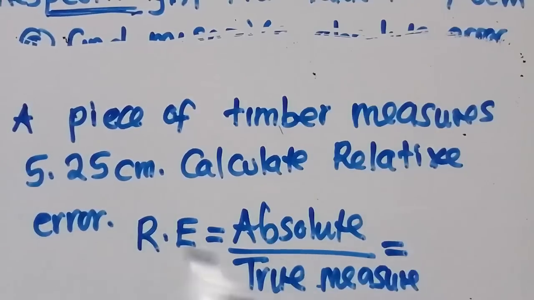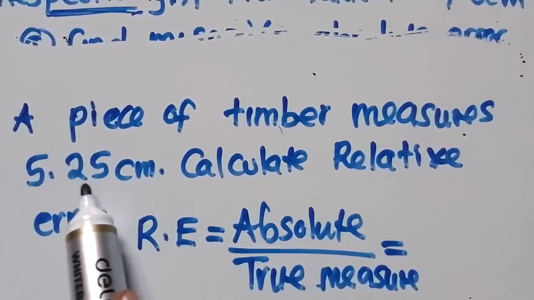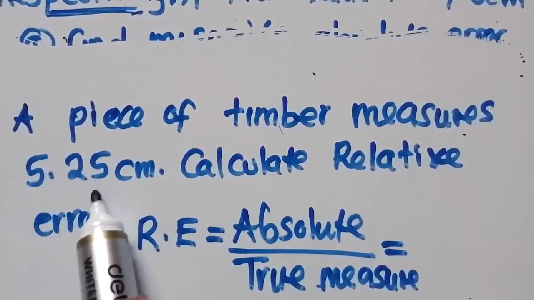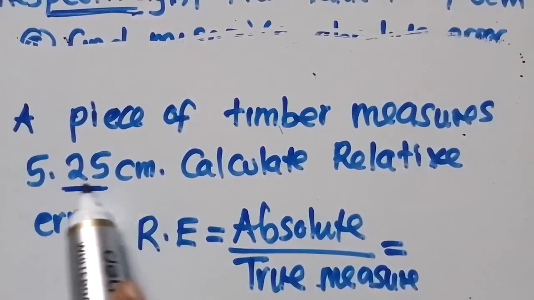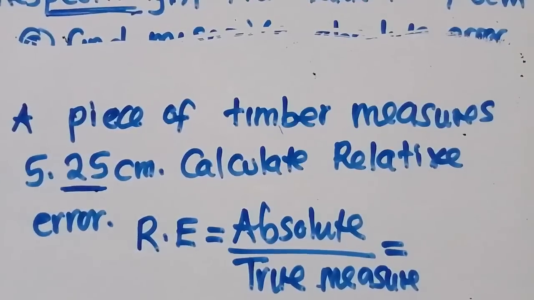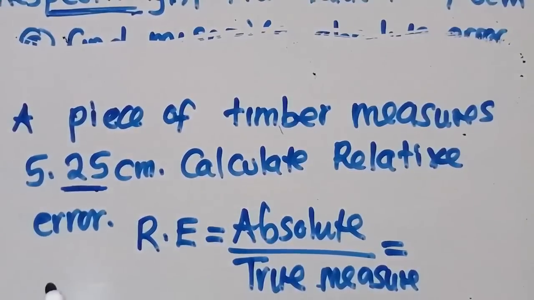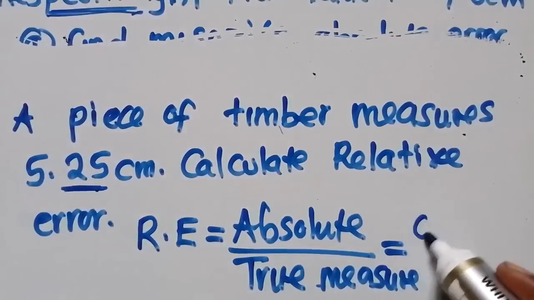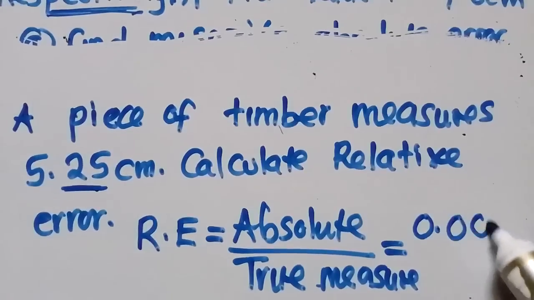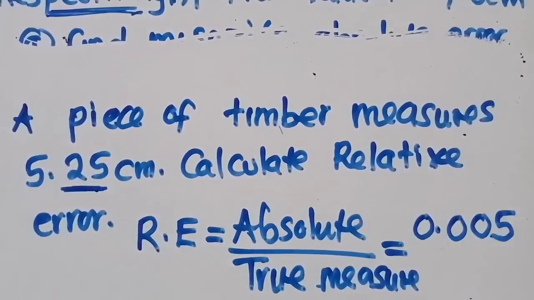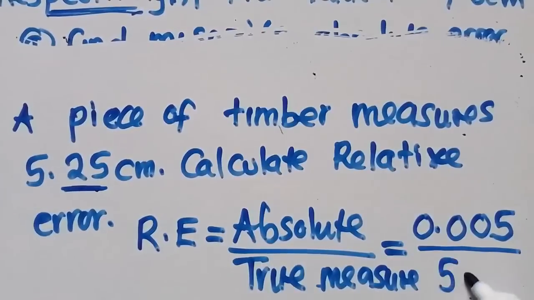The absolute error: if a number is written in this format, with two decimal places, we are going to have 0.005. This is the absolute error, over the true measurement, which is 5.